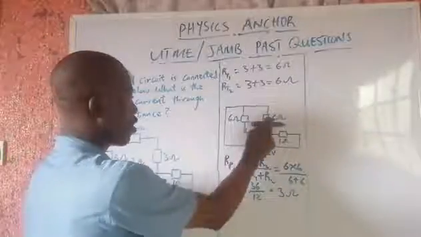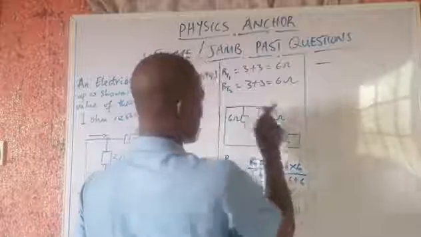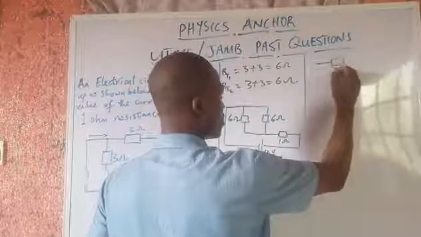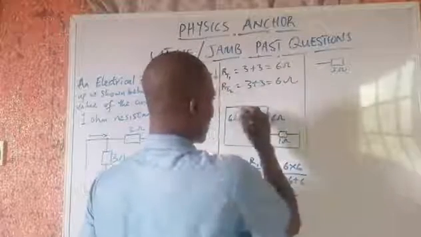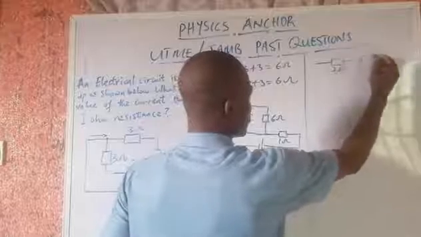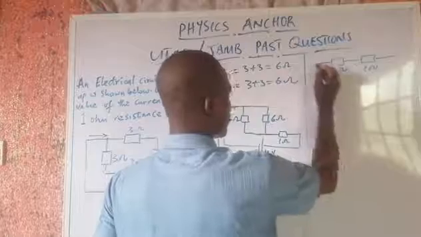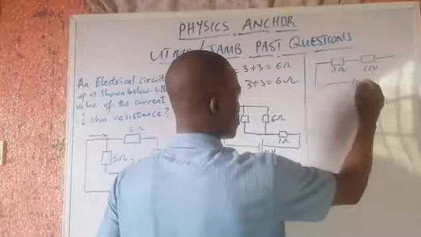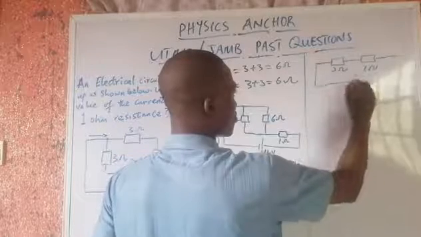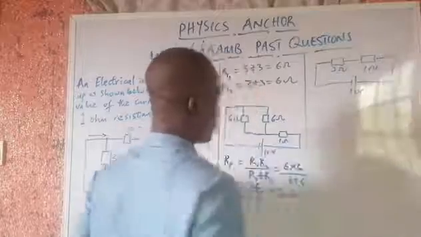So let's draw it. If these two combine now, how will the diagram look? The diagram will become something like this. Now that these two have combined to become 3 ohms, after they have combined, they continue to the 1 ohm resistor. The diagram will look something like this. Okay, so you have your 12 volts. So this is what the diagram will become.